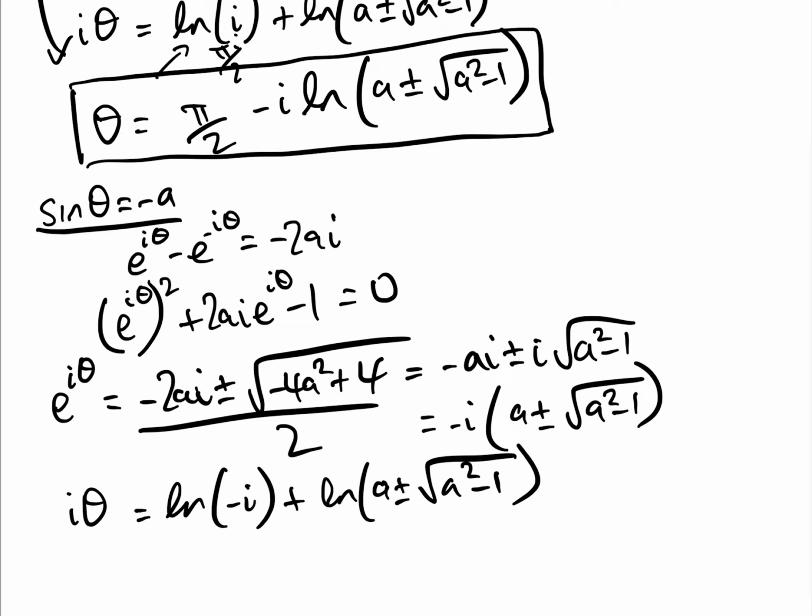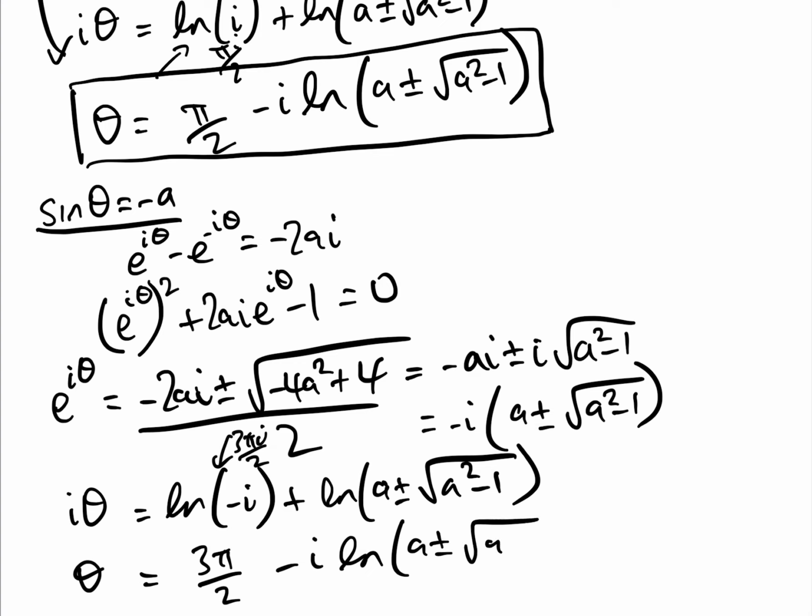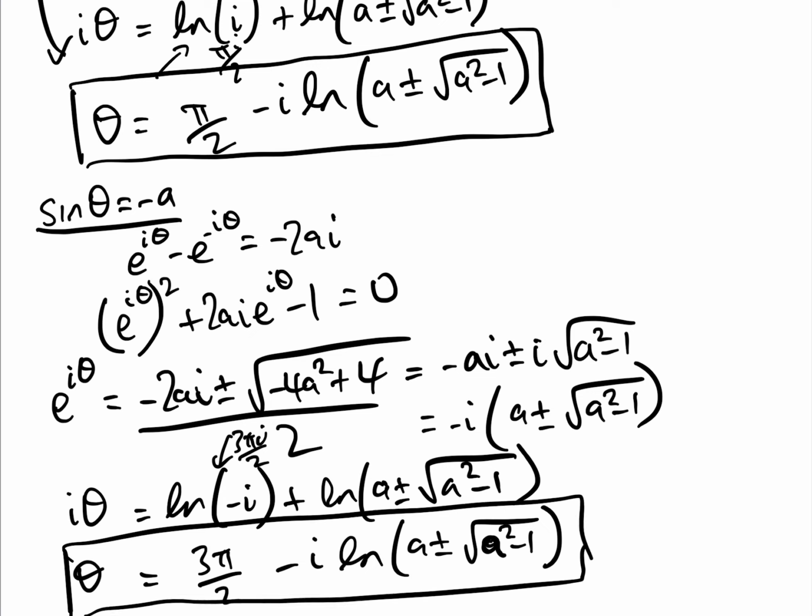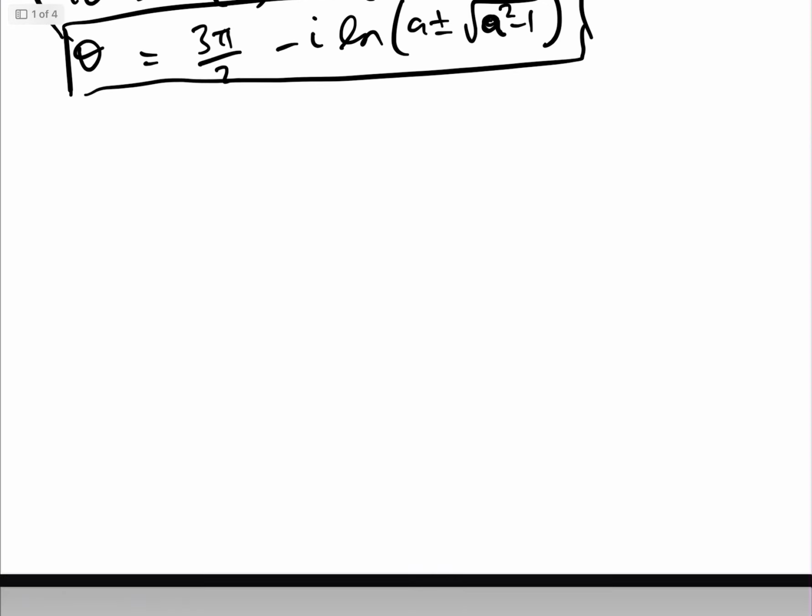Now the log of minus i, as we did in the previous video, is 3πi/2. So therefore we have that theta equals 3π/2 minus i log(a plus or minus root a squared minus 1). And that one there is our solution to sin θ equals minus a. Okay, so we're moving along these ones quite nicely. Now let's have a look at the third one.